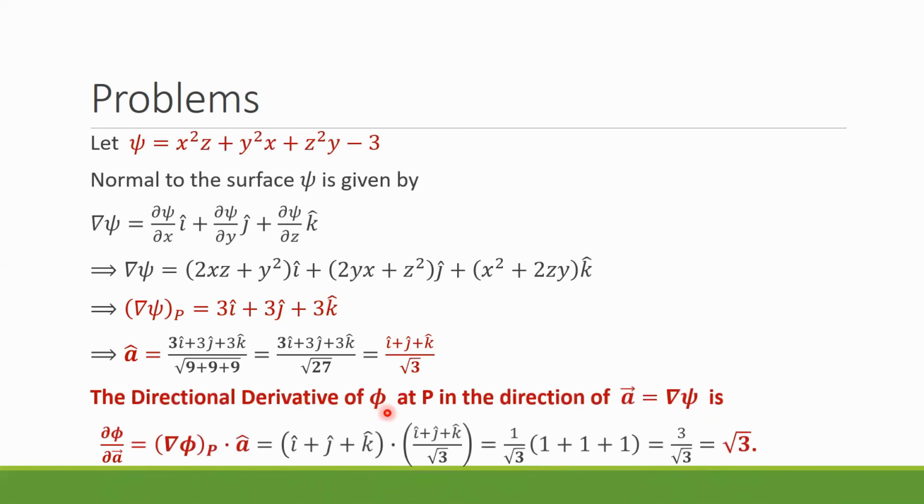Now the directional derivative of phi at p in the direction of a, equal to del psi, is given by del phi at p dot a cap. Del phi at p was i plus j plus k, and a cap is i plus j plus k divided by root 3. When we take the dot product of these two vectors, we get 1 plus 1 plus 1, so we get 3 divided by root 3, and that gives us root 3. So this is the required directional derivative of phi at the point P normal to the surface psi, that is del psi.